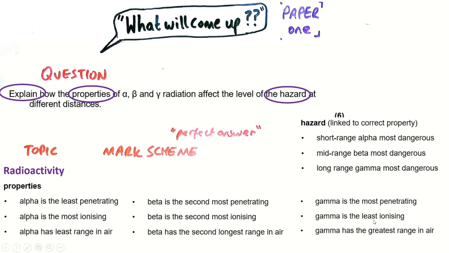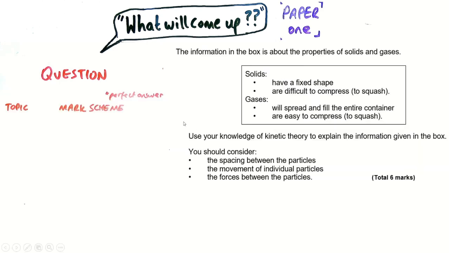Okay, next question we're going to go to now is all about states of matter. So this question is about solids and gases. It gives you some information in the box. It says explain, essentially, use your knowledge of kinetic theory, that means particles, to explain the information given in the box. The box says that solids have a fixed shape and they're difficult to compress, whereas gases will spread and fill the entire container.